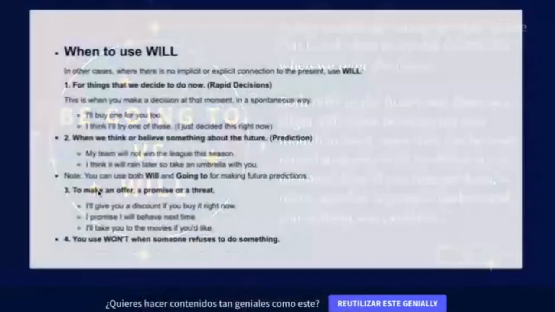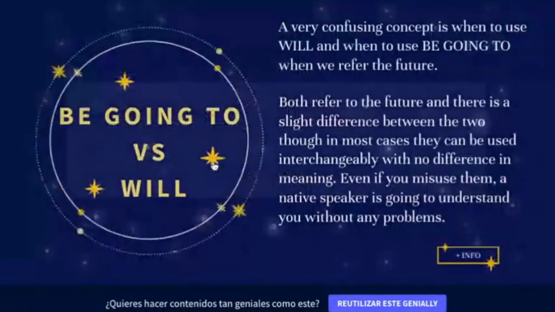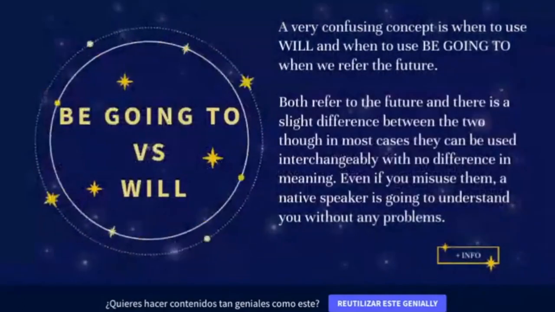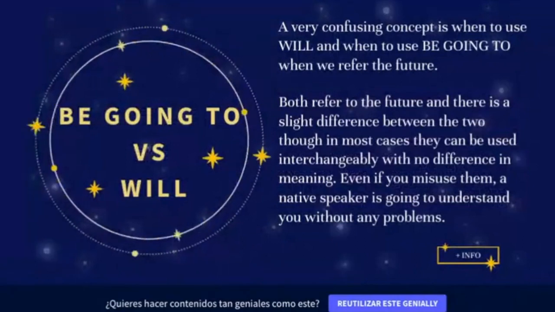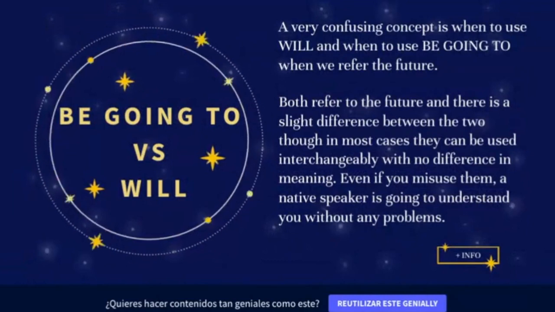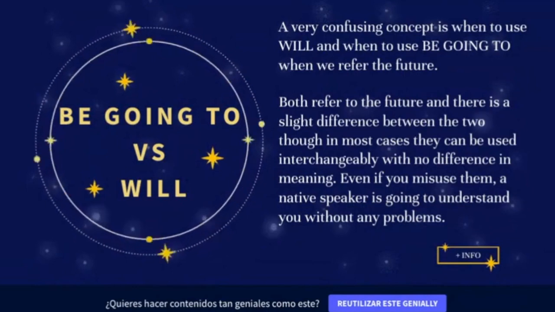Okay, I want to use will. So a very confusing concept is when to use will and when to use be going to. When we refer to the future, both refer to the future, and there is a slight difference between the two, though in most cases they can be used interchangeably with no difference in meaning. Even if you misuse them, a native speaker is going to understand you without any problems.